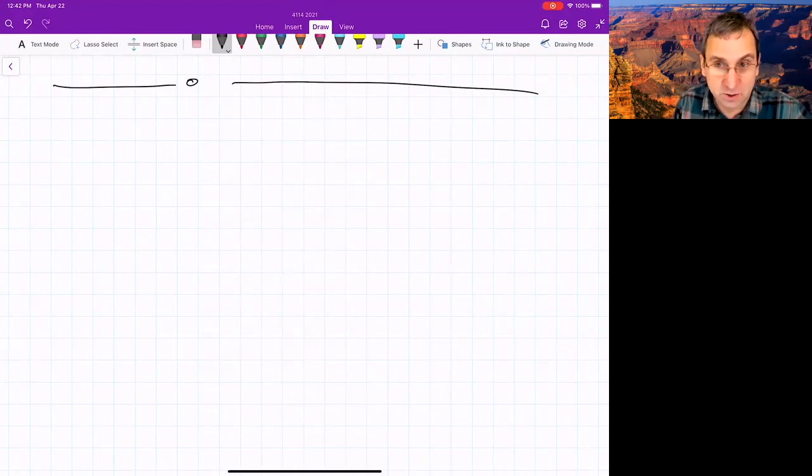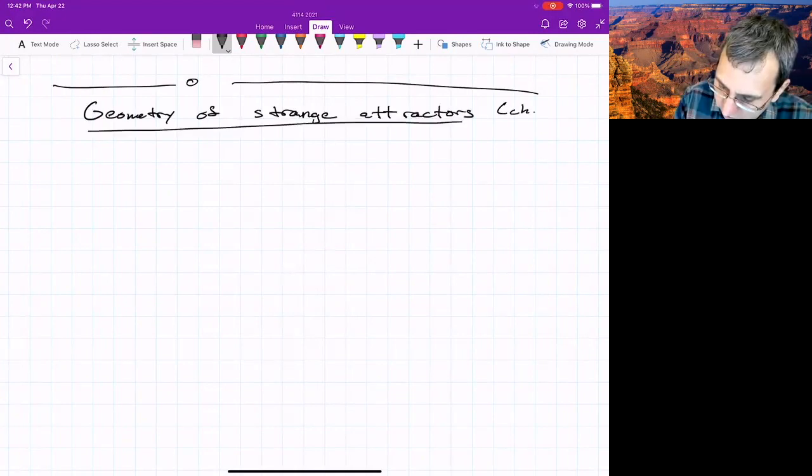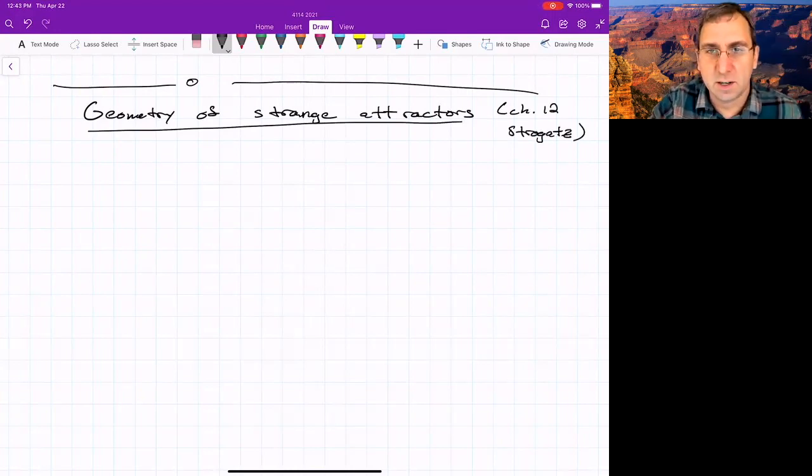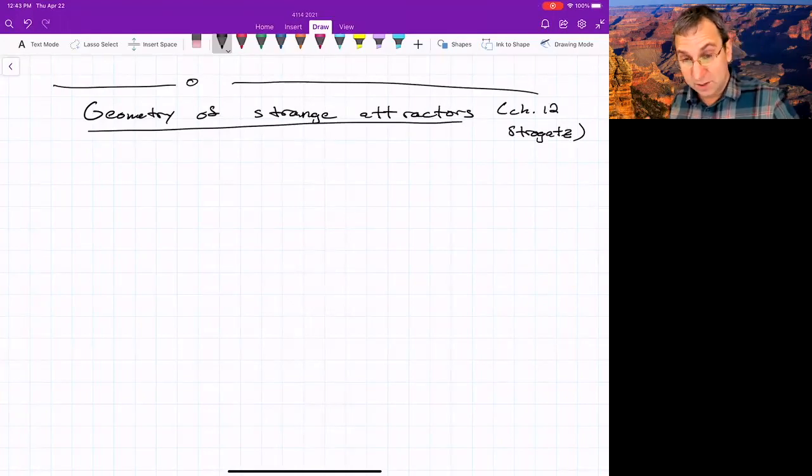The geometry of strange attractors. This is in chapter 12, Strogatz. So one of the things that comes up, and that's kind of mysterious about these attractors, is we say, for example, the Lorenz system, that three-dimensional Lorenz system, the volume has to be shrinking. All of the chaos on the Lorenz attractor is happening in a bounded region of space.